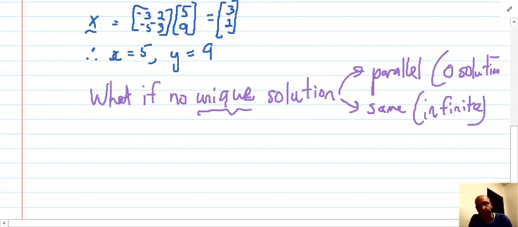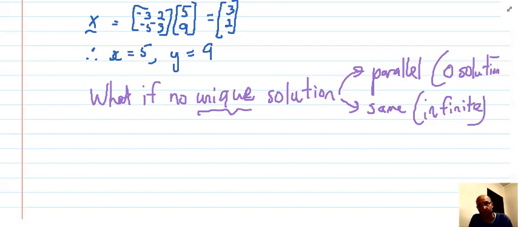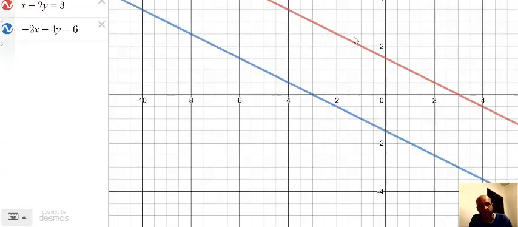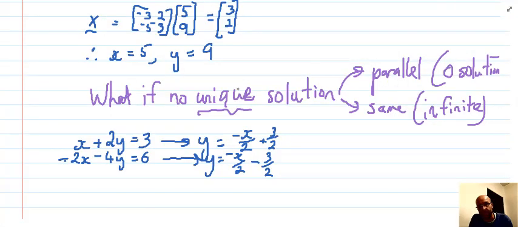So what if that happens? What does that mean? We know what that means in terms of the algebraic way of approaching it. What does it mean for the matrices? Here's an example. We have the line x plus 2y equals 3 and negative 2x minus 4y equals 6 in red and blue respectively. And as you can see, they're parallel. Putting them down here in y equals mx plus c form, you can see that they've got the same gradient, but the y-intercept varies. So one's translated compared to the other, same gradient, so that means they're parallel.